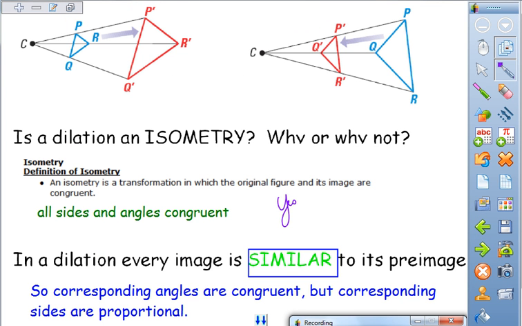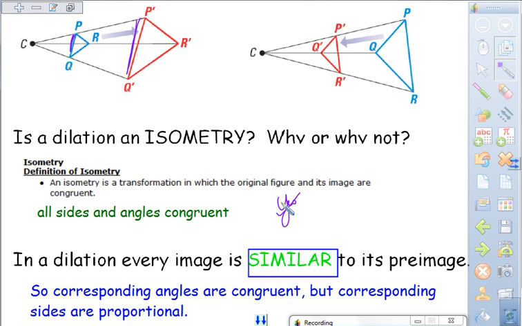Have you guys caught my mistake yet? The question above was, is a dilation an isometry? And I said the definition is all sides and angles are congruent. So are you telling me that you just believe that this side and this side are the same length? No, they're not. So this would be a no. The angles look like they would be the same, but the sides are not. So dilations are not isometries. In the second sentence, we learn that they are called similar figures. And similar means corresponding angles are congruent, but the corresponding sides are proportionate.